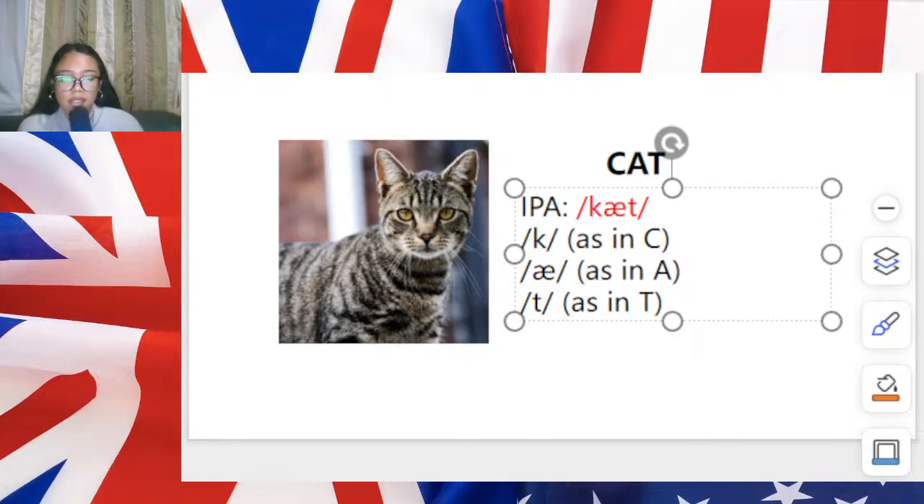Next is to try to break down each individual sound or phoneme that makes up the word.